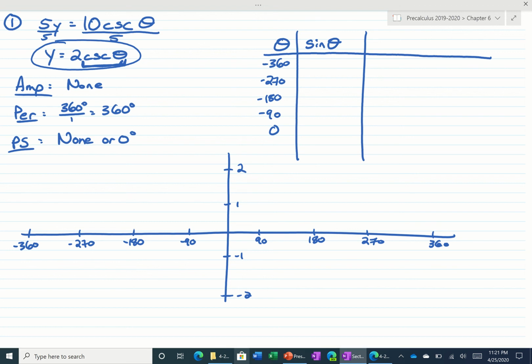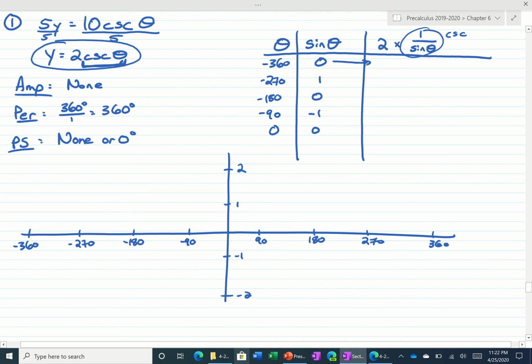My calculator is telling me that this is 0, right? At negative 270, store it, we get 1, 0, negative 1, 0. Now to figure out 2 times cosecant, what we're going to do is 2 times 1 over the sine, because this part is just cosecant, right? So if we know that this is sine, 2 times 1 over that would be 2 times cosecant.